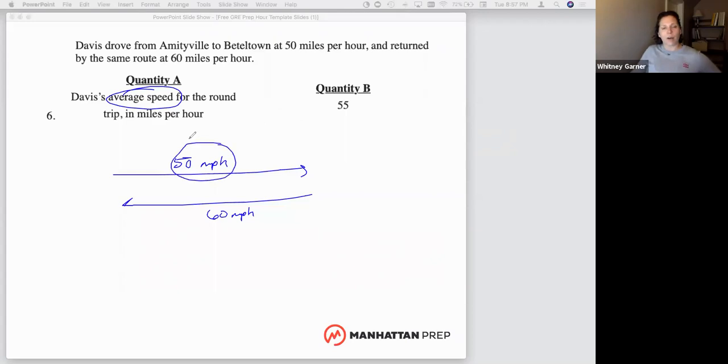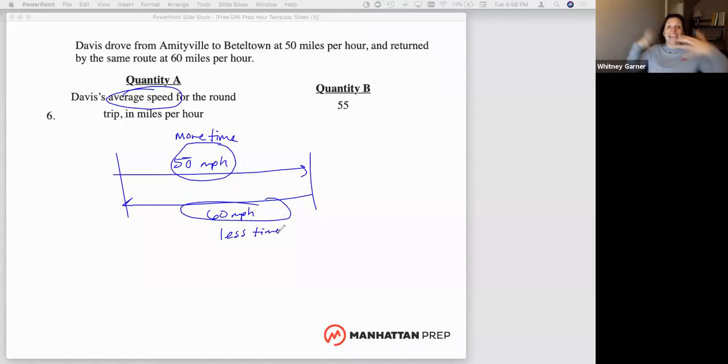50 miles an hour has a higher weight because I spend more time going that speed to cover the same distance, right? Like my distance is fixed here. So I'm spending way more time. And so here I'm spending less time. And so my average speed is going to be pulled down by how much time I have to spend doing 50 miles an hour, which means my average speed for the whole trip is going to be less than the midpoint. It will be less than 55. And the answer would be 8.